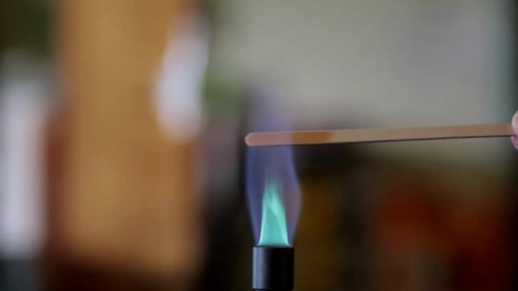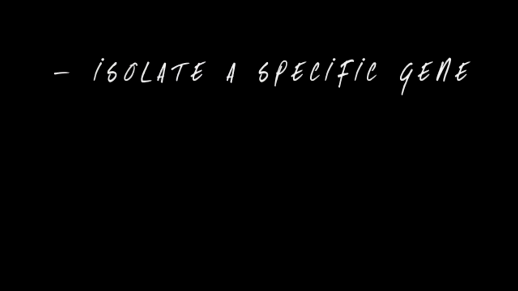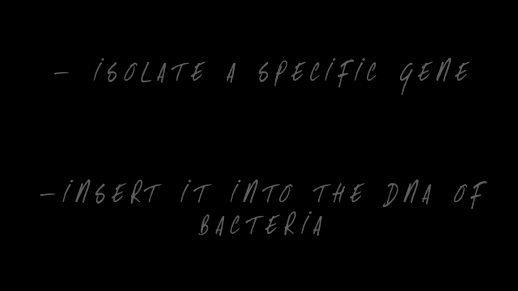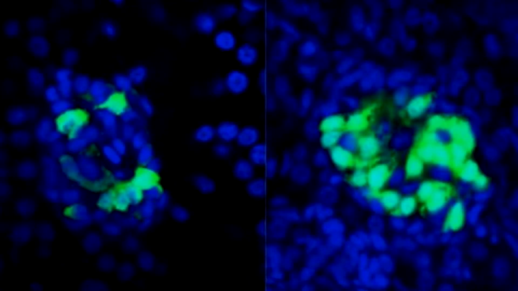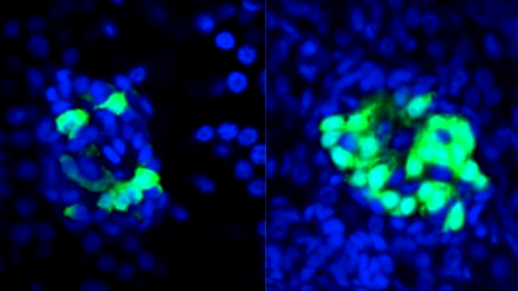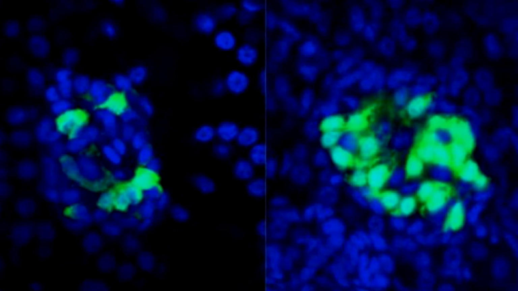What they do is, using enzymes and heat, they isolate the specific gene and then insert it into the DNA of bacteria. The result is now a bacteria that produces human insulin. And since bacteria can multiply really fast, you can create a lot of insulin in a very short amount of time.